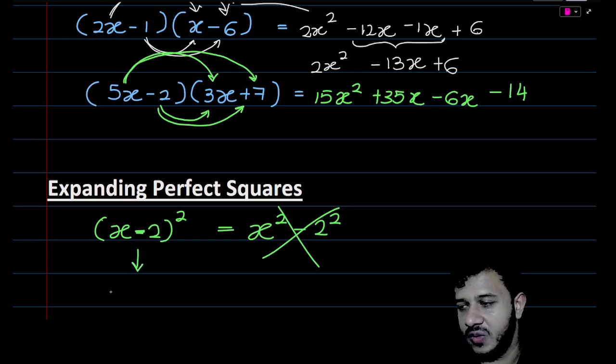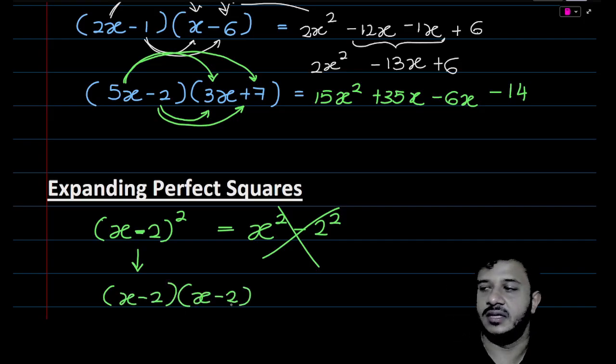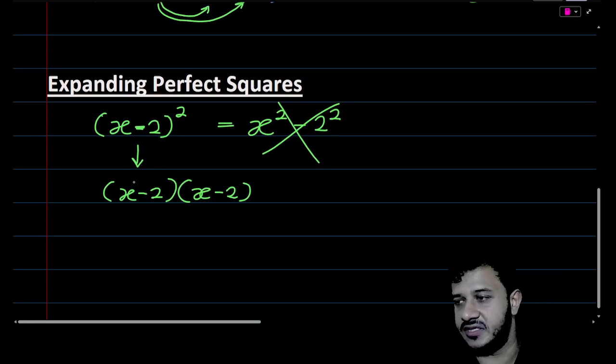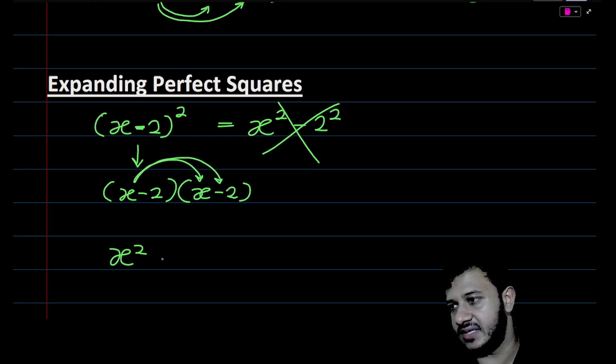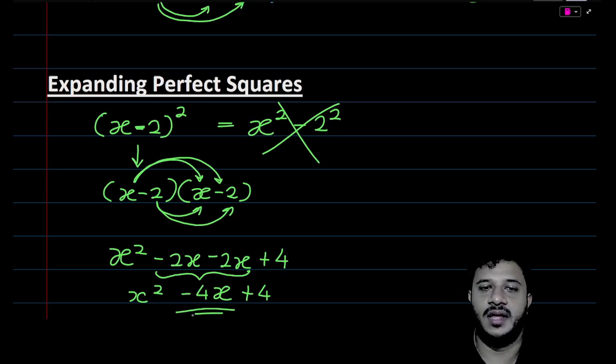x minus 2 to the whole square means x minus 2 times x minus 2. That means x times x is x squared. x times negative 2 is negative 2x. Negative 2 times x is negative 2x. Negative 2 times negative 2 is positive 4. Negative 2x and a negative 2x, we know that's a negative. Two girls and two girls, four girls are there. And a positive. Got the idea? Okay.